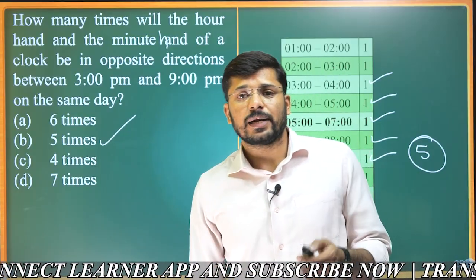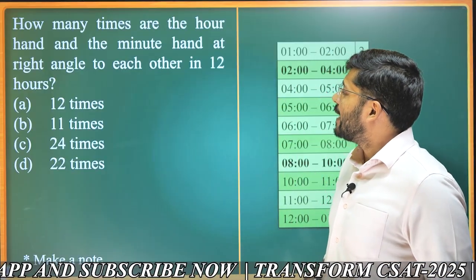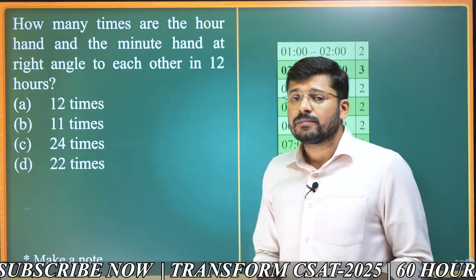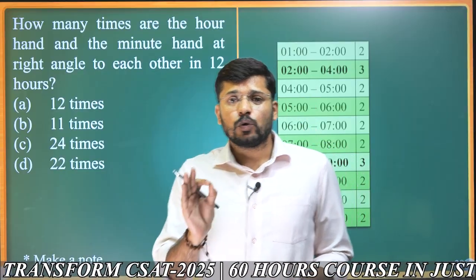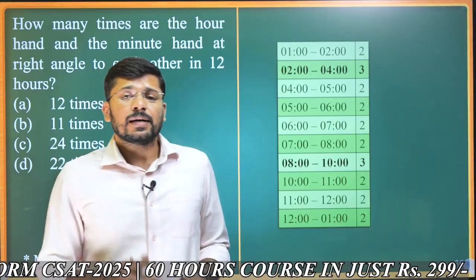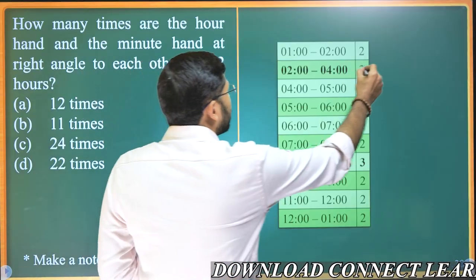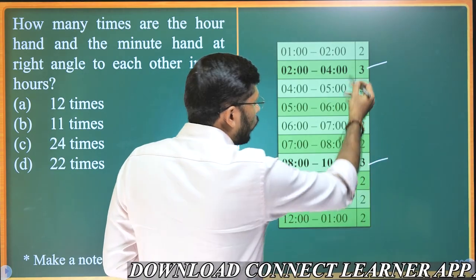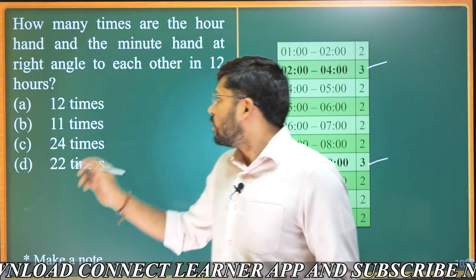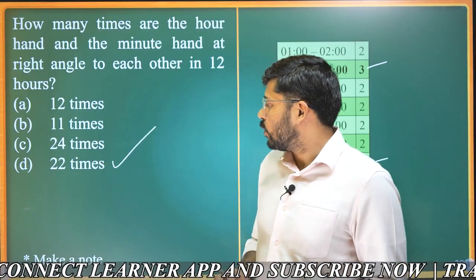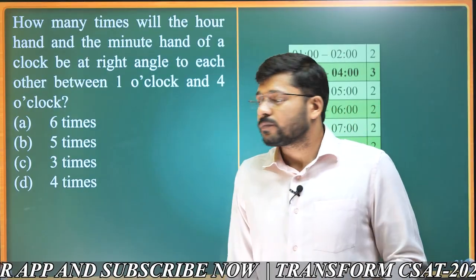Okay. Let us go to the next question now. How many times are the hour hand and the minute hand at right angle to each other in 12 hours? We know that even though the general rule states that between every 2 consecutive exact hours, they happen to be at right angle 2 times, however, because of these 2 exceptions, where 3 and 3 instead of 4 and 4, they will be at right angle to each other 22 times in 24 hours. So the answer is 22 times. Done. Let us go to the next question now.